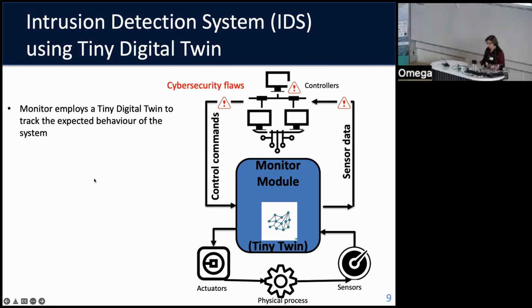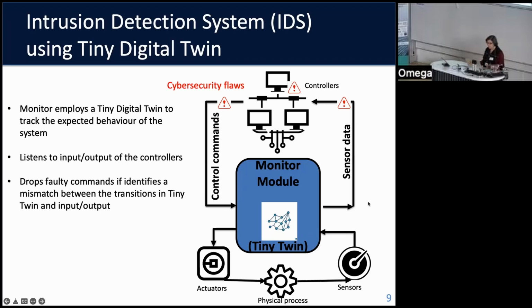So here we have our monitor, and here we have our tiny twin. And this is just sitting on the way of control commands and also sensor data, and listens to input and output of the controller and drops faulty commands if it can identify a mismatch between the transitions in the tiny twin and in input and output. And from that, we also can provide a report to show sources of the attack.